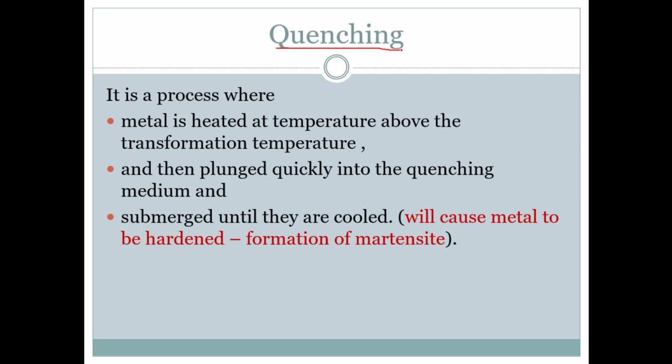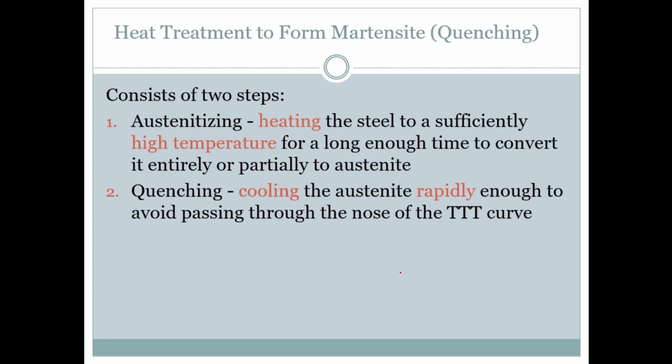Quenching, this is the third type. It's a process where a metal is heated to a temperature above the transformation temperature. Usually in all 3 types we heat the specimen up to the austenitic temperature, 900 degrees Celsius, as we'll see in the manual. Then quenching, by immersing the specimen in oil or in water. They are submerged until cooled, which causes the metal to be hardened, and the resulting microstructure is martensite.